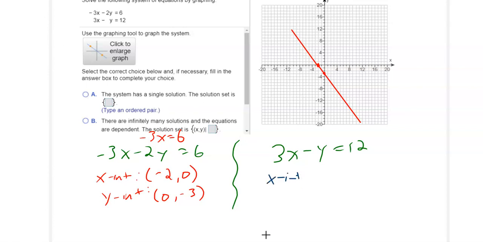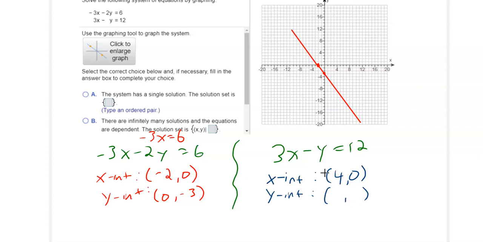X-intercept. Whoops, I still have the straight line tool, which is okay for the first couple of letters here. X-intercept and y-intercept. So the x-intercept, we plug in 0 for y, so the y-coordinate will be 0. We get 3x is equal to 12. Divide by 3, you get x is equal to 4.